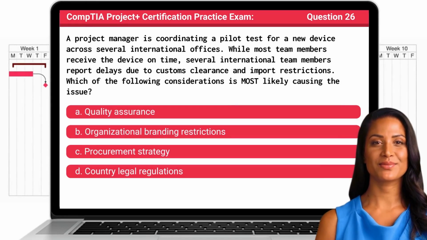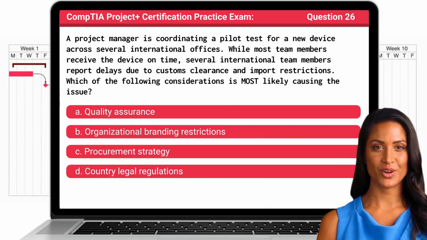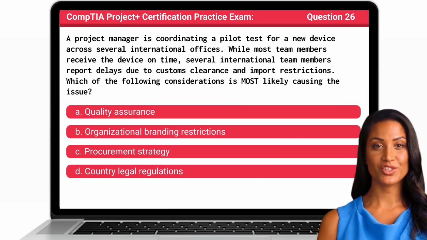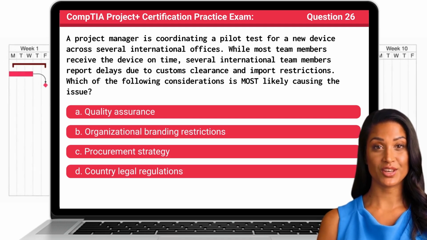Question 26. A project manager is coordinating a pilot test for a new device across several international offices. While most team members receive the device on time, several international team members report delays due to customs clearance and import restrictions. Which of the following considerations is most likely causing the issue?